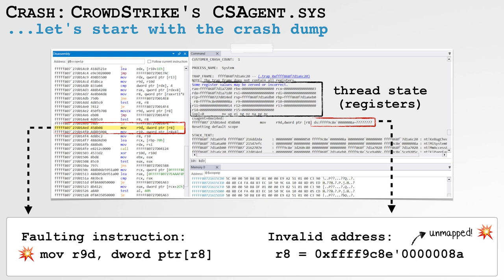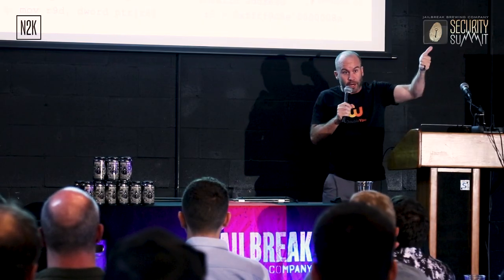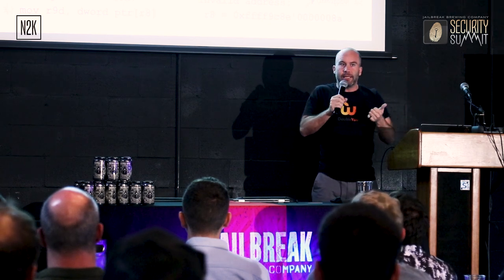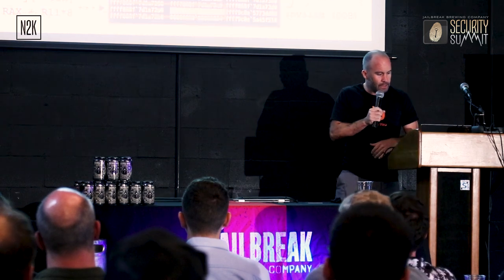We can see that in the crash report, there is the address of the faulting instruction, also the thread state. And so from that, we can see we basically have a faulting instruction when it's trying to access some pointer value. And if we look at the address, which in this case is stored in the R8 register, we can see it's unmapped. So already we know that this is CrowdStrike's kernel driver, so it's not Microsoft's fault. And the bug appears to be accessing memory that is invalid. So let's dig into that a little bit deeper.